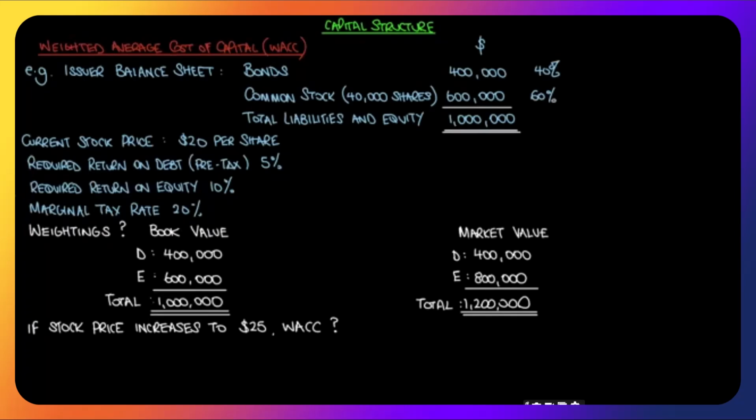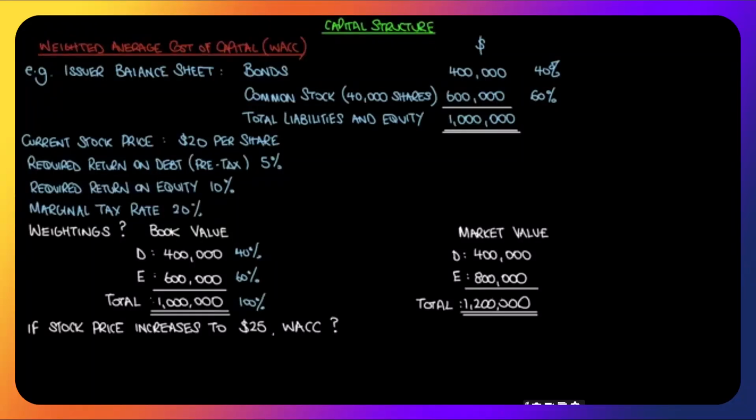Required return on debt pre-tax is 5%. Required return on equity is 10. This is looking awfully familiar. Marginal tax rate this time is 20%. I'm assuming, being as we've been given a tax rate, that interest is deductible. What are the weightings? Well, as we've already said, 40, 60 and 1 million on book value. It's 40% and 60% of that 100%.